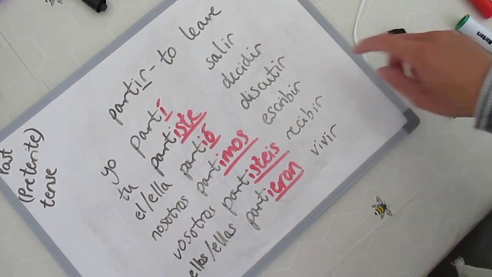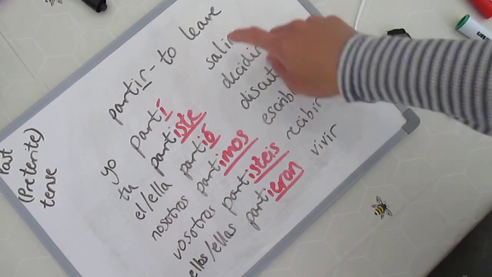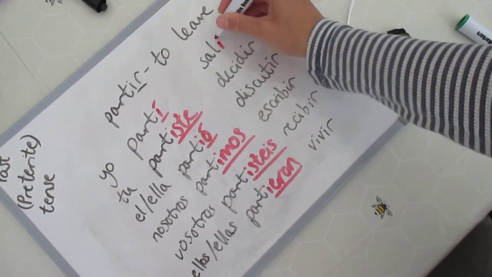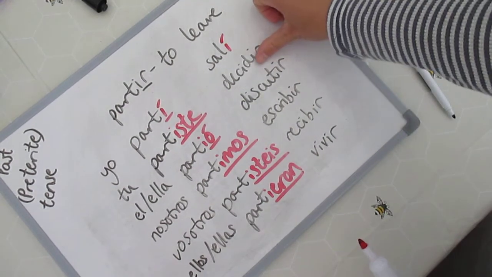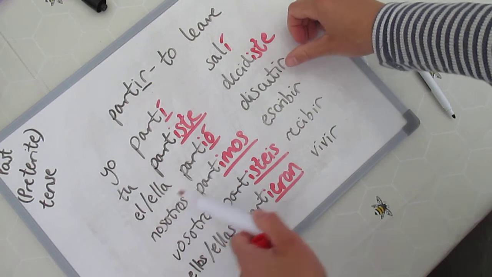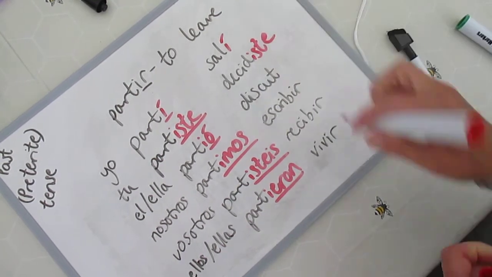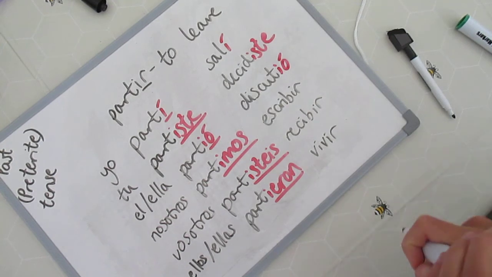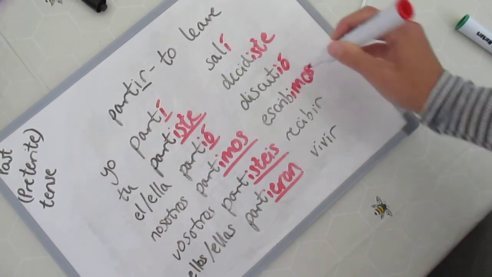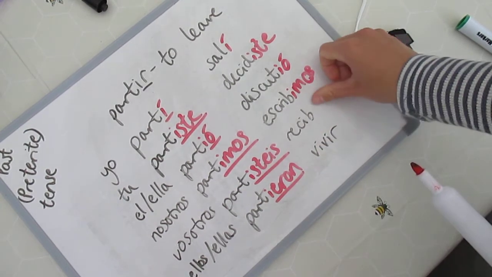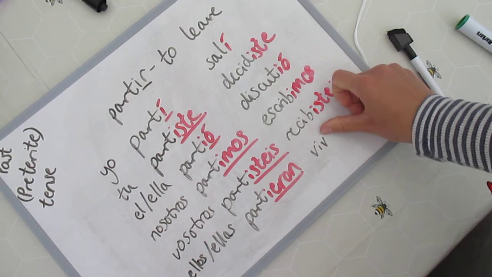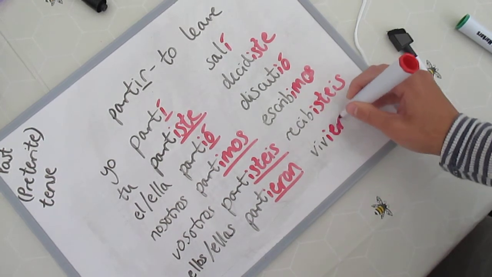Okay, so for yo, salir means to go out, so if we wanted to say I went out, we would take off the IR and add the I with the accent. For you decided, take off the IR, add iste, decidiste. He or she argued or discussed, take off the IR and add ió. For we wrote, take off the IR, add imos. You received, take off the IR, add isteis. And then they lived, take off the IR and add ieron.